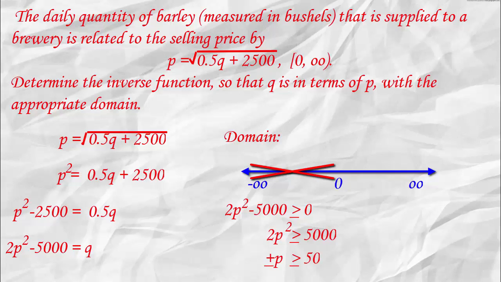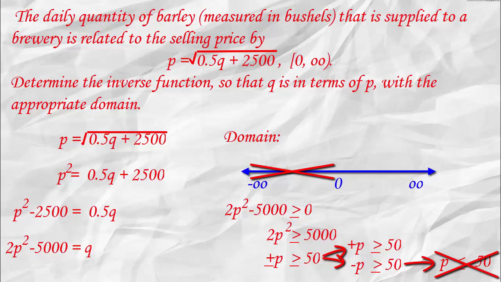And so dividing by 2 and then taking the square root, we get plus or minus P is bigger than or equal to 50. That means that P is bigger than or equal to 50 and negative P is bigger than or equal to 50. The latter means that P is less than or equal to negative 50, which we exclude because it's not in the domain. So the domain is P bigger than or equal to 50.